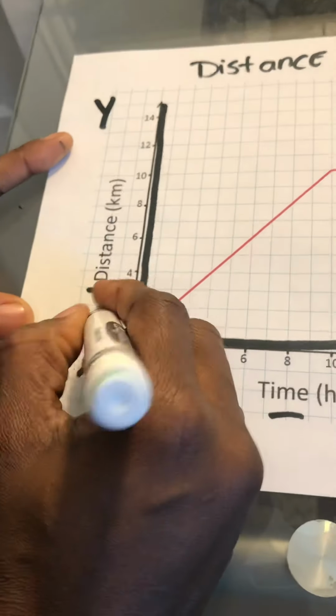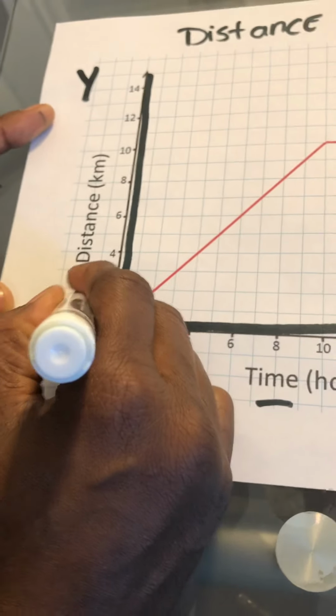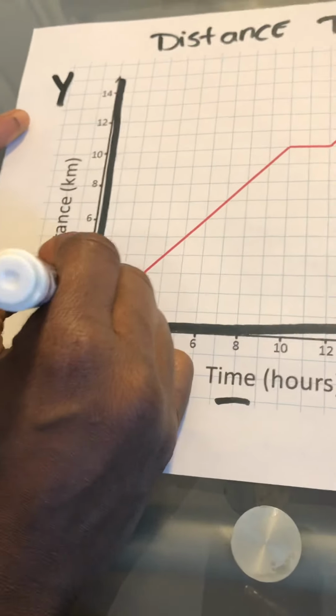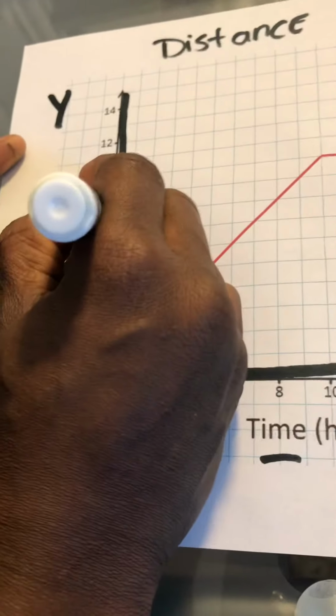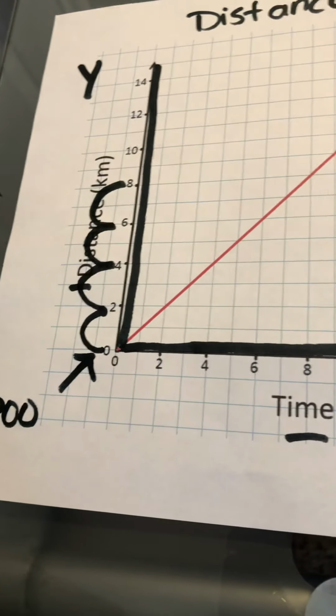So we're moving in increments of 2. That means from the first point to the second point, there's 2. From the second to the third point, there is 2. From the third to the fourth, there is 2. From the fourth to the fifth, there's 2. And on and so on.